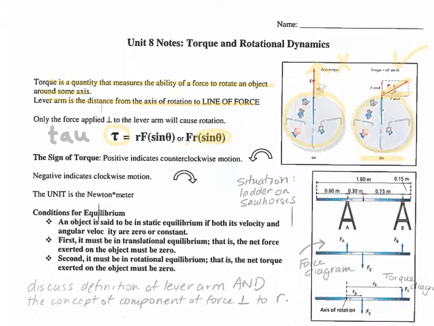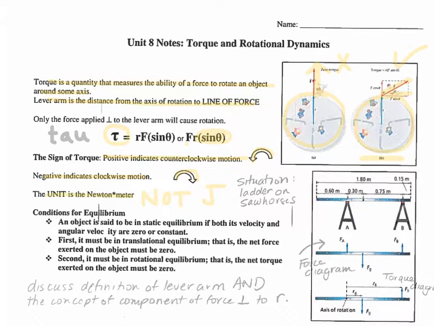A positive torque indicates a counterclockwise motion. Just like on the unit circle, if you go counterclockwise, that's positive. A negative torque indicates a clockwise motion. And the unit for torque is the Newton meter. This is not a joule. It's a Newton times a meter, and that's because the situation is different than the situation that creates work. This situation is always all about rotation.